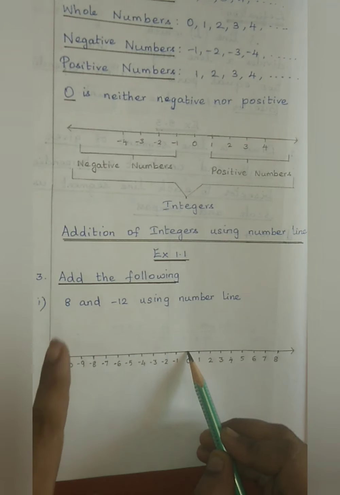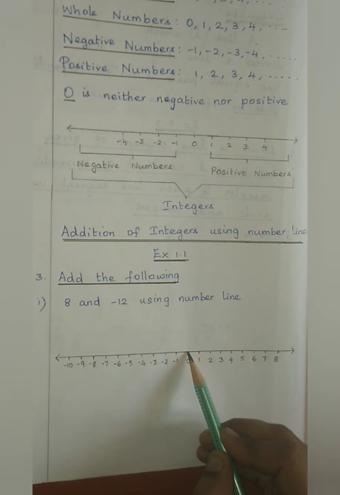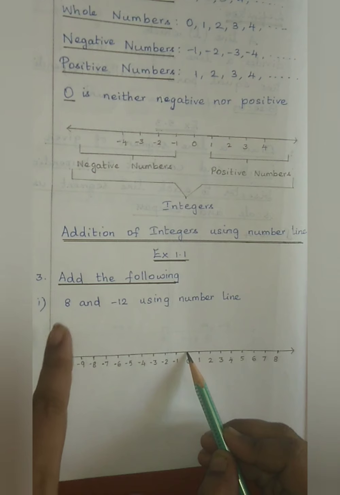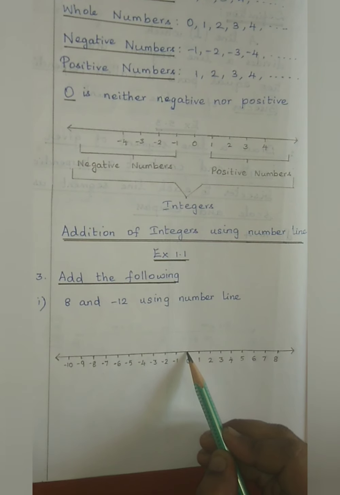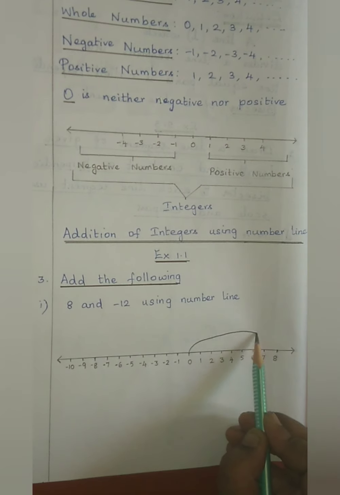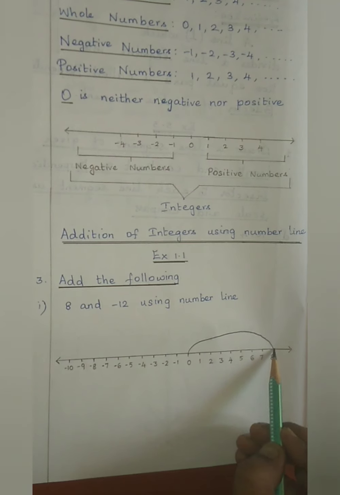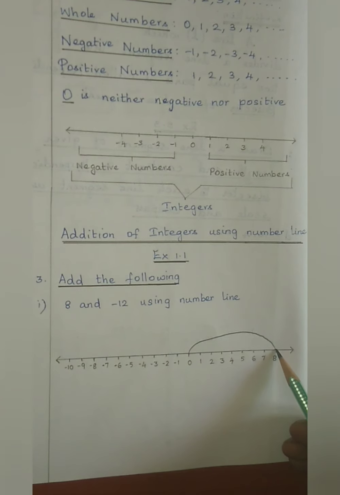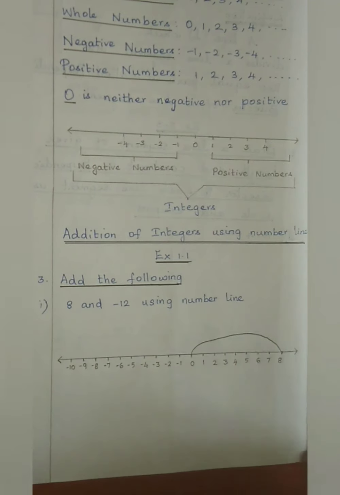So what's the first integer? 8. That is a positive integer. So for a positive integer we have to move towards the right. So move 8 units towards the right. Now the pencil is at 8, isn't it?